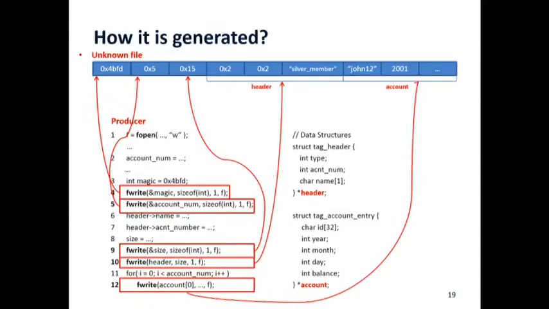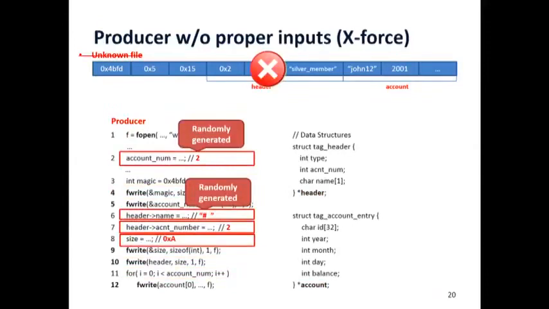And line number 11, we have a loop, and the loop depends on the account number, and it will store a number of account structures at the end. So this file is actually constructed as follows. The first field is a signature, the second is the number of account structures in this file, and the third field is the size of the header. All right. But the problem here is we don't really know how to run the producer.